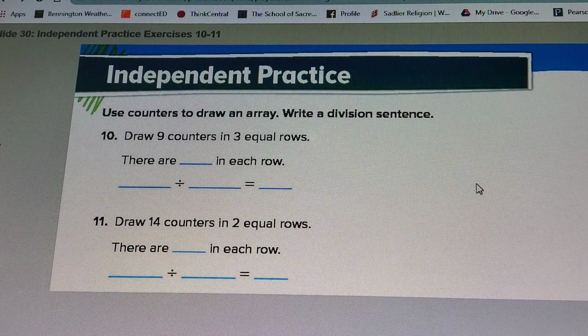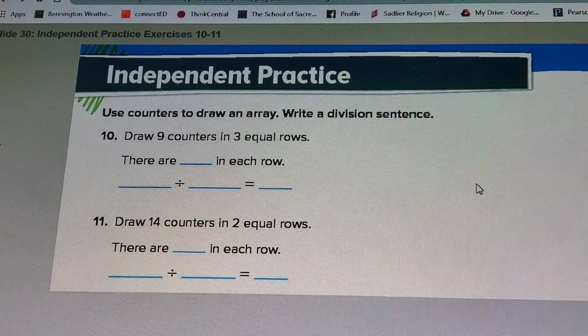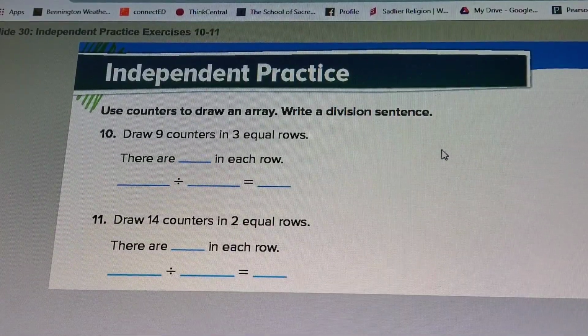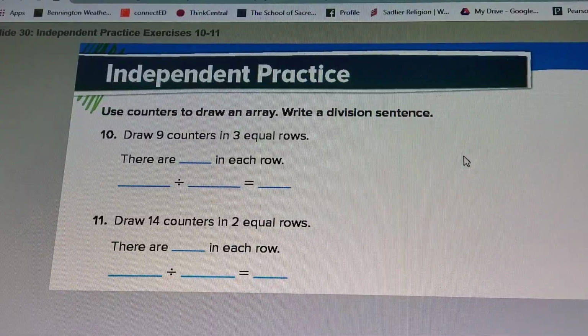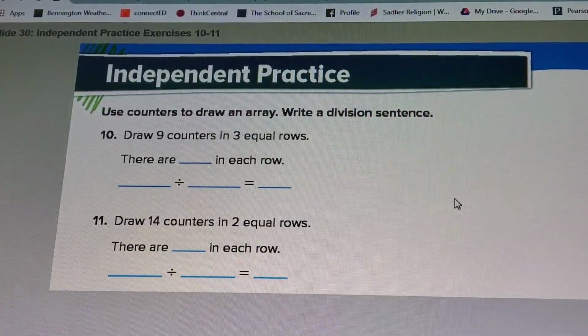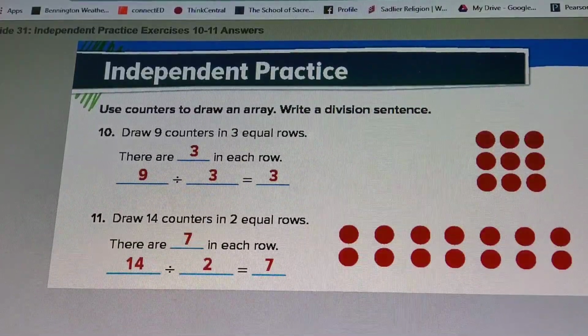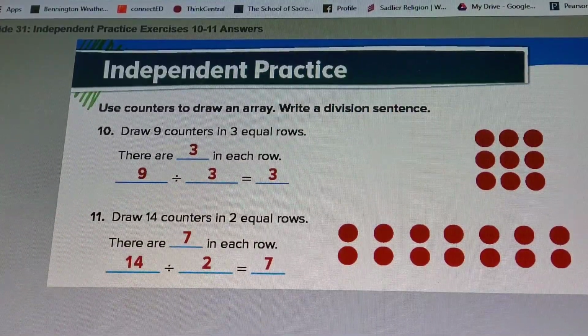Now you'll need 14 counters in 2 equal rows. So you'll partition them, 1 in row 1, 1 in row 2, and keep going until you run out of 14 counters. And here's what your arrays should look like.